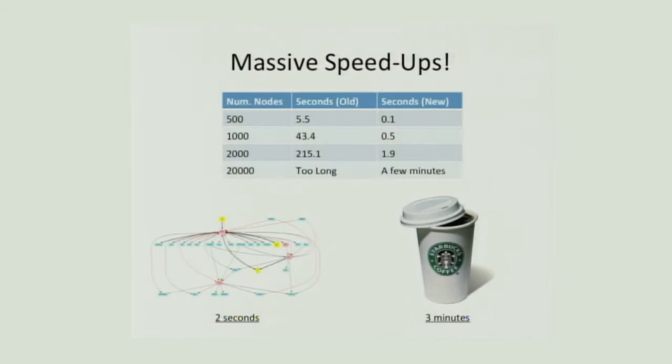This achieves our goal of being able to do it while we're on a coffee break. Just to give you an idea, it used to take 215 seconds to estimate a network with 2,000 nodes. Now it takes less than 2 seconds on this laptop. And it used to literally not be feasible to estimate something with 20,000 genes, and now it takes a few minutes. So you should get a cup of coffee, but you don't need to take too long of a break.